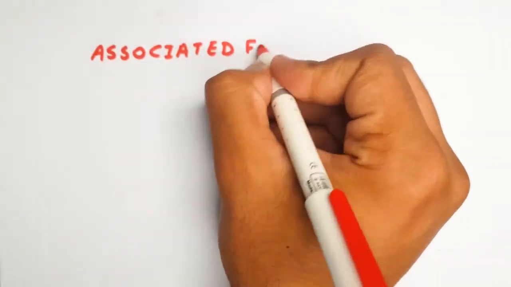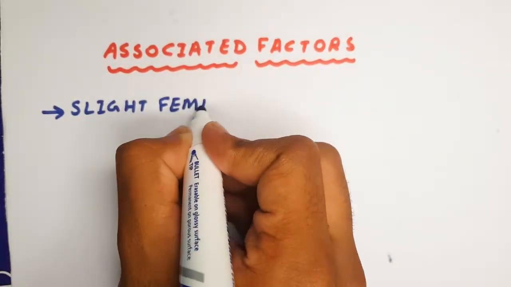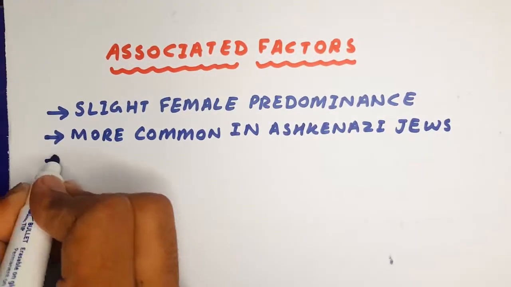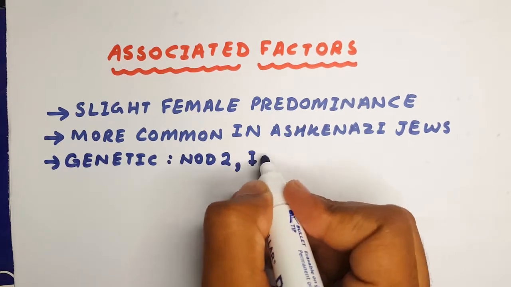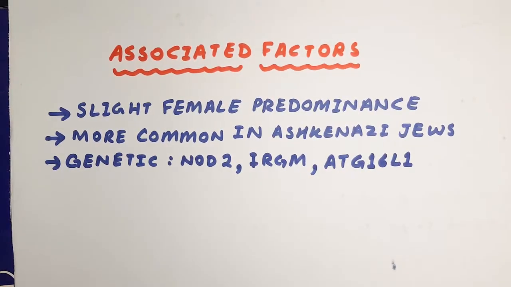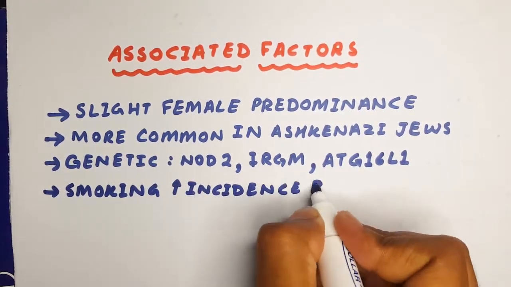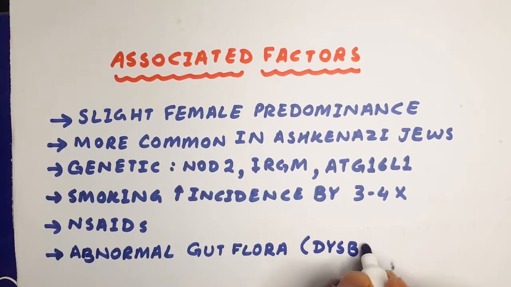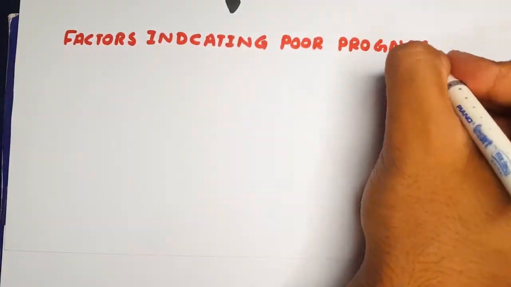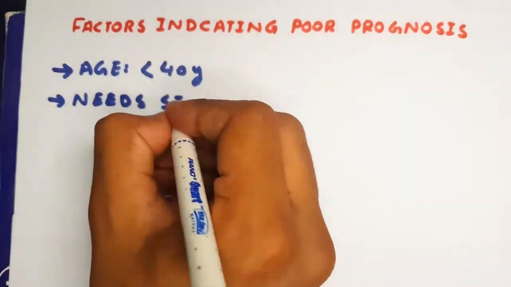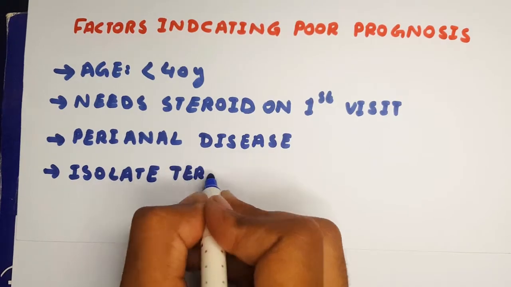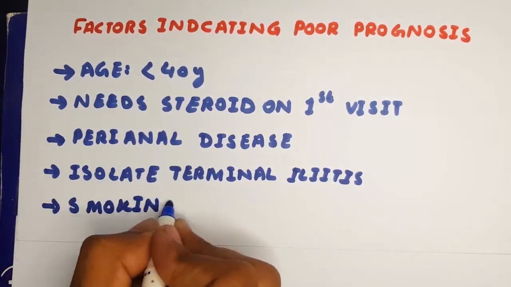Some associated factors involved with Crohn's are that it's slightly more predominant in females, it's more common in Ashkenazi Jews. NOD2, IRGM, ATG16L1 are the culprits. Smoking increases incidence by 3 to 4 times, NSAIDs may exacerbate the disease, and abnormal gut flora are also a key player. Some factors which indicate poor prognosis in a patient are if the patient is older than 40, they need steroids on the first presentation, they have perianal disease from the start, they have isolated terminal ileitis, and smoking.